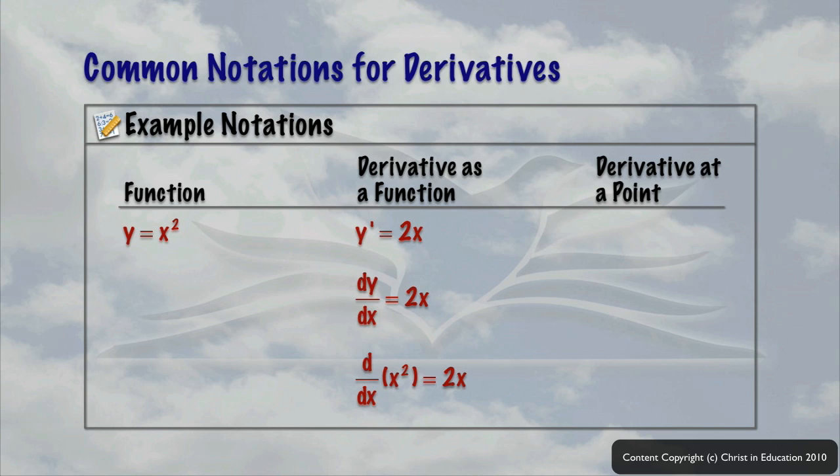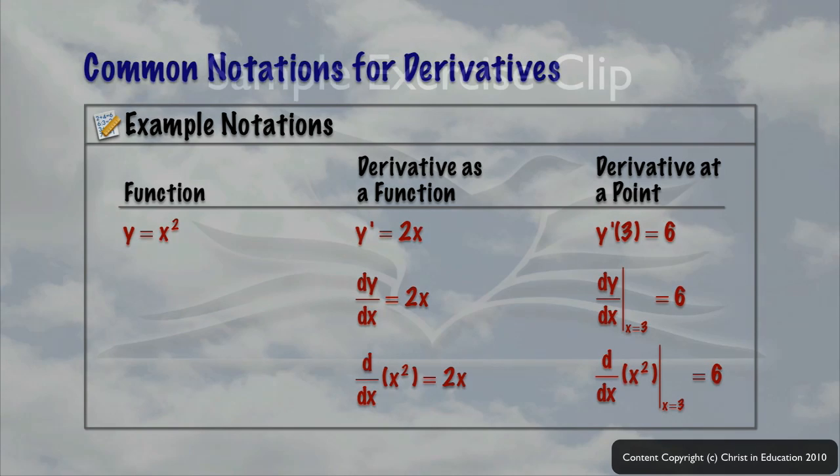So let's have a look at the derivative at a point. How do these align? So for the first one, you can see these two align. Here I have the derivative y prime equals 2x, and at a point of x equals 3, I'm going to have 6 as my answer. And for the next one, I will write it like this: dy/dx at x equals 3 equals 6. So you just draw a long straight vertical line. And lastly, the derivative of x squared with respect to x at the point x equals 3 equals 6.